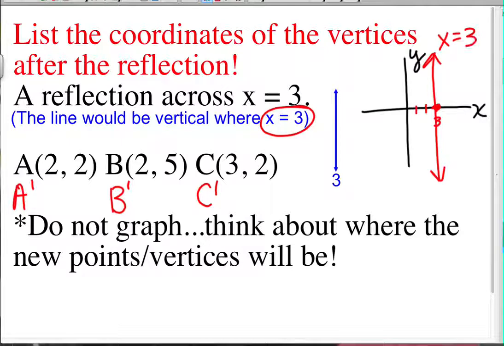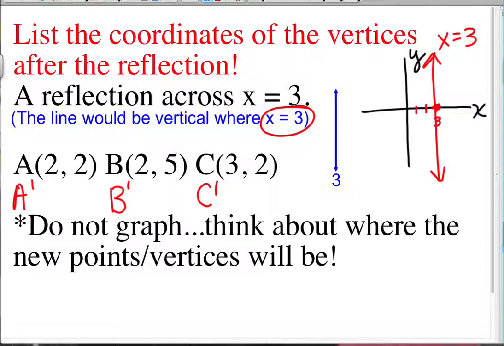On that line, you are always over 3, over 3, over 3, over 3. Doesn't matter what you are up or down, you're always over 3. Okay, so whatever this shape is, this triangle ABC, which we are not going to draw, we are going to reflect it across the line where x is 3.